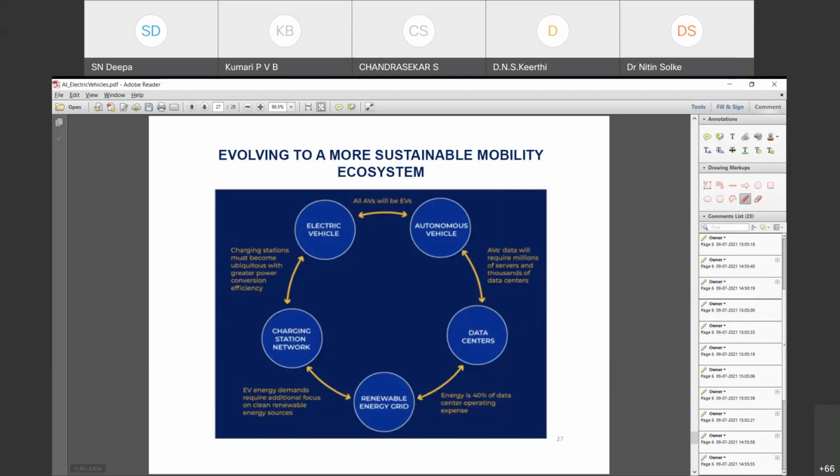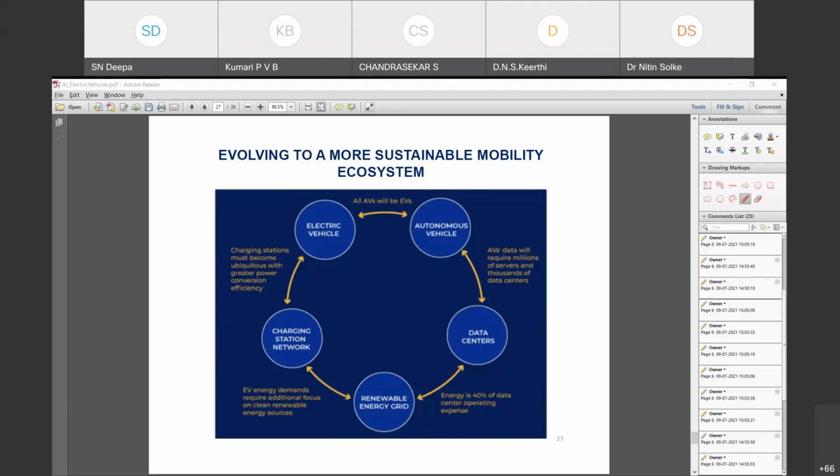Currently, if you see, the more focus is on the sustainable mobility ecosystem. Electric vehicles will be there, then you go for autonomous electric vehicles. Based on the energy sector, the battery needs the source. So there can be a renewable energy grid.